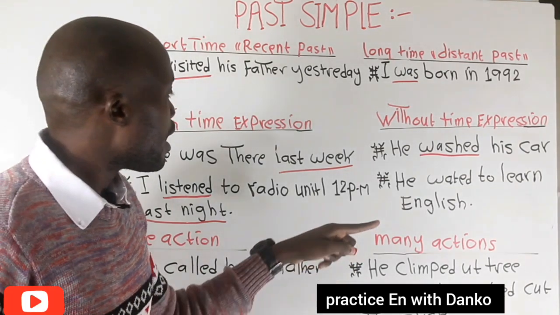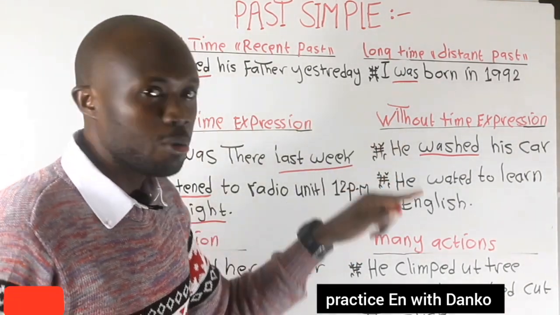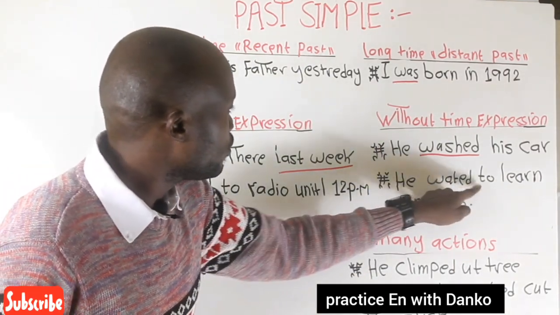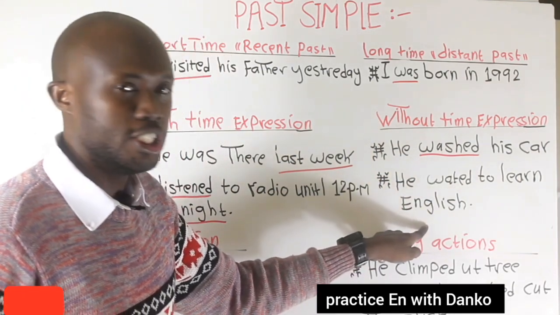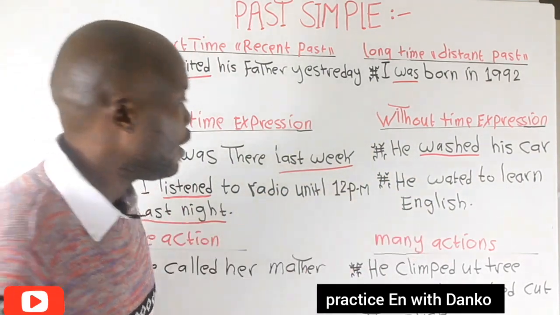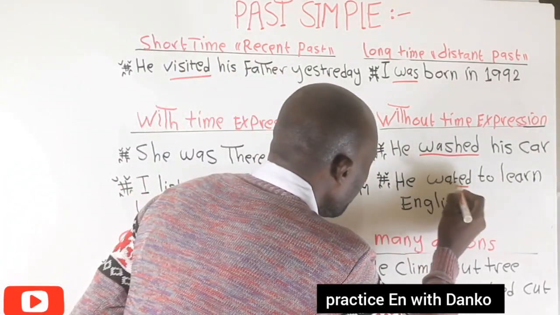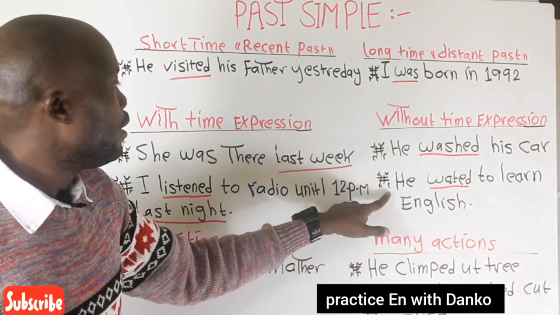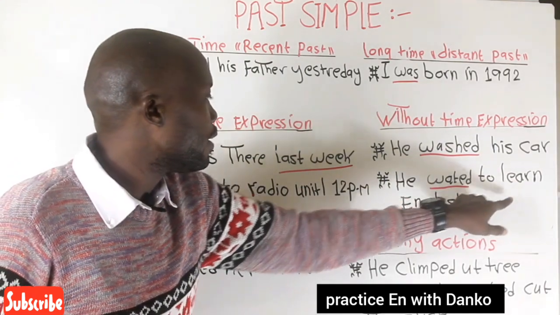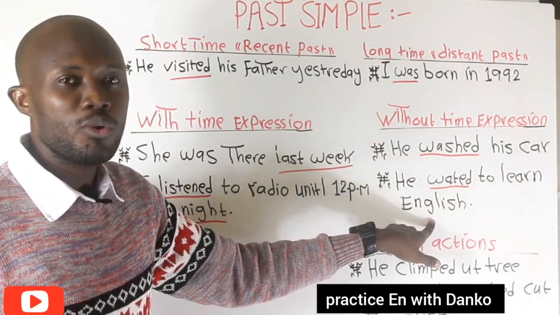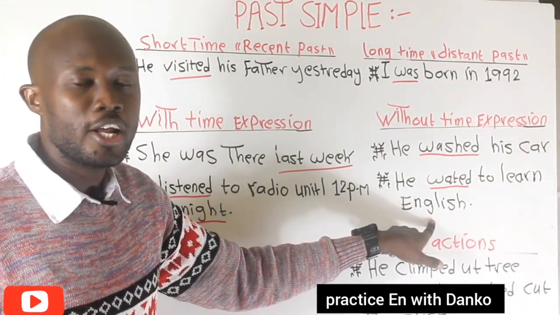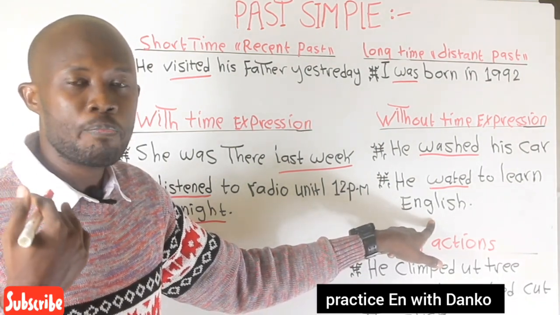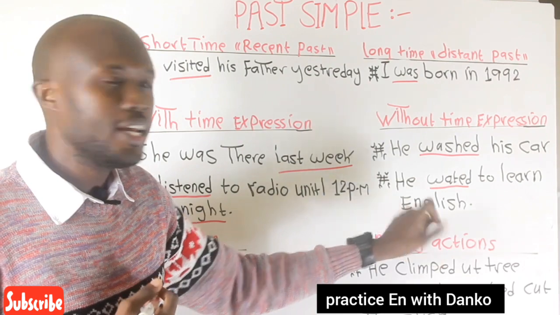A second example without time expressions: he wanted to learn English. He wanted, the verb want plus ed became wanted. He wanted to learn English. Without the time, we don't know when. Maybe last year or last month, he decided to learn English.